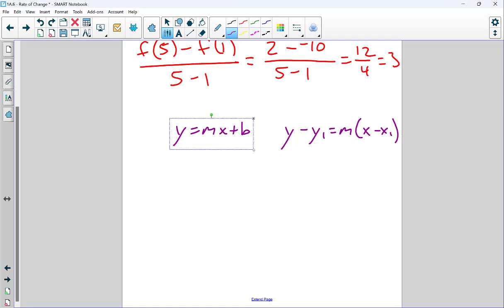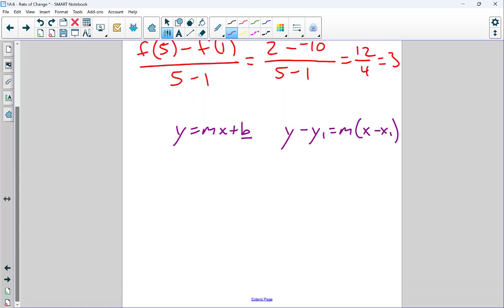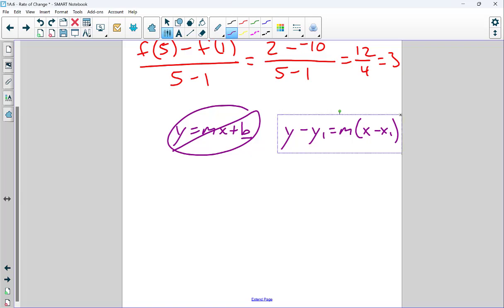Y equals mx plus b is a fantastic tool if you know the y-intercept. The y-intercept is the coordinate at x equals 0. I do not know the coordinate at x equals 0, so I don't like using y equals mx plus b unless I already know the y-intercept. Point slope is a formula for a line that works for any point and any slope.